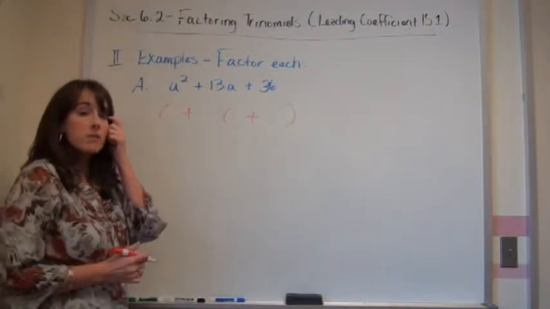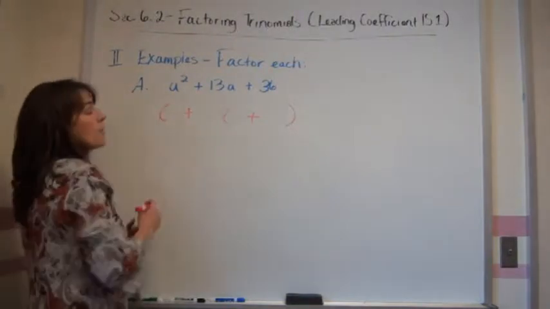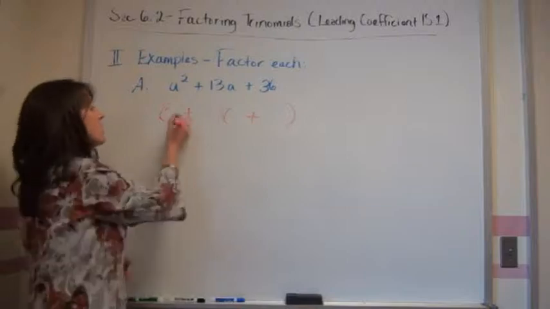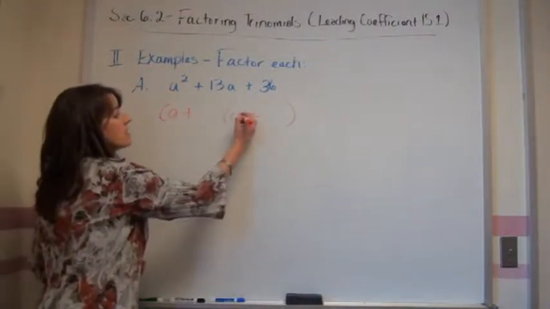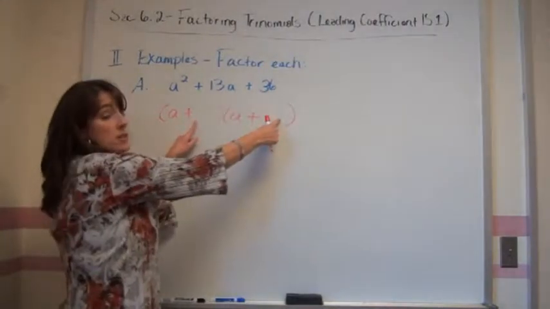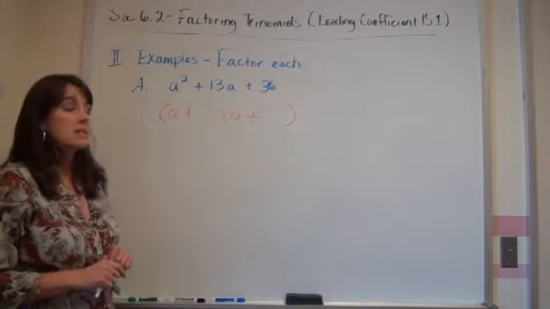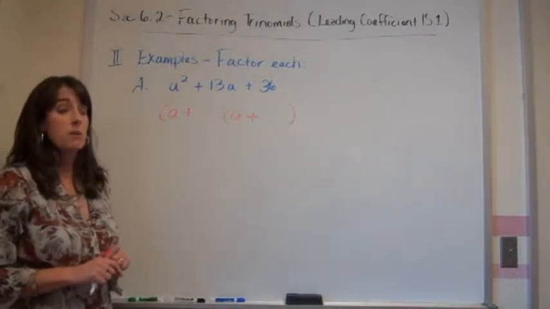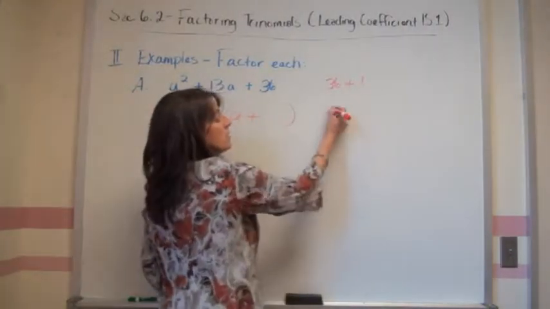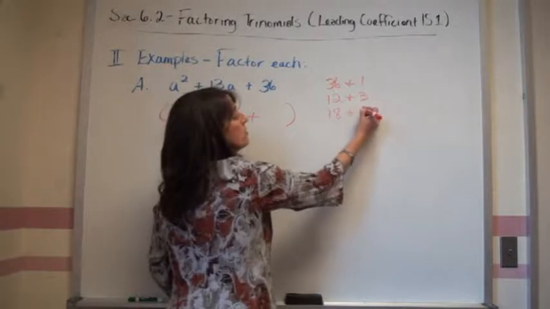Now I start splitting up the slots. Remember, this splits up into the first two slots. So I ask myself, what would I multiply together to get an a squared? Well, that would be an a and an a. So this is an a and this is an a. Now I need to split this up into the back two slots. So I'm looking for numbers that will multiply to be 36. Now there's lots of options there. It could be a 36 and a 1. It could be a 12 and a 3. It could be an 18 and a 2.